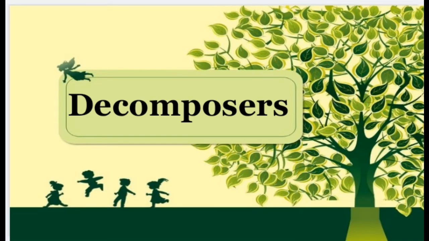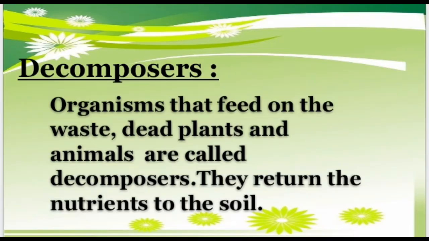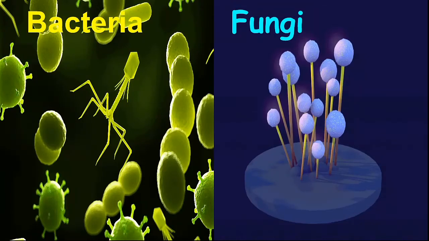Next, decomposers. Organisms that feed on the waste, dead plants and animals are called decomposers. They return the nutrients to the soil. Bacteria and fungi are the examples of decomposers.